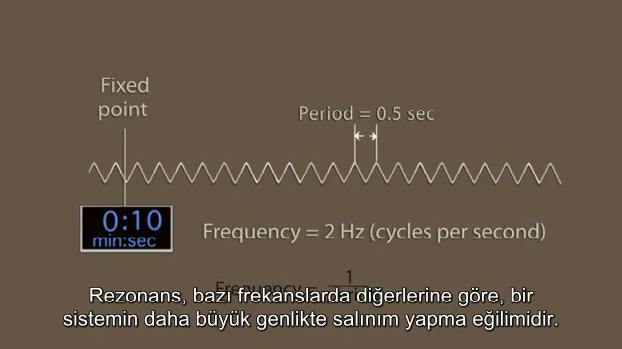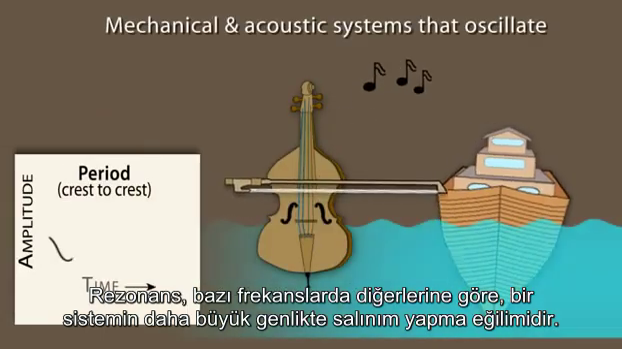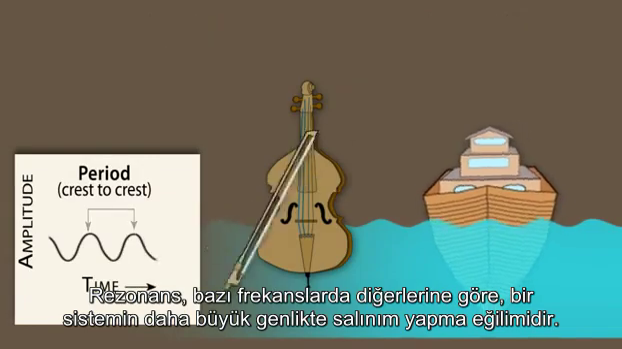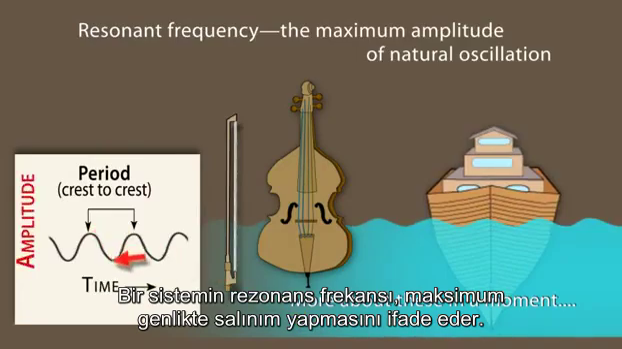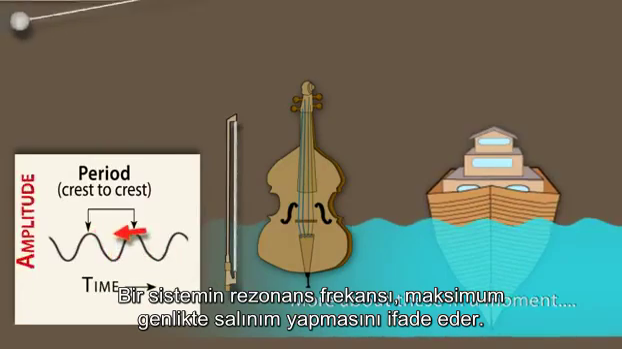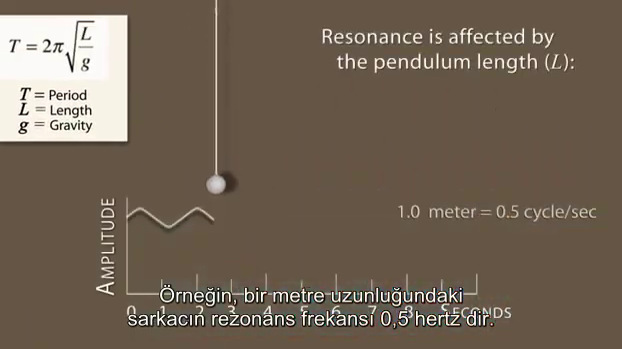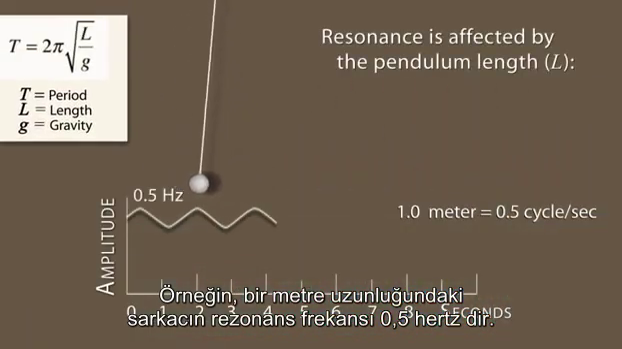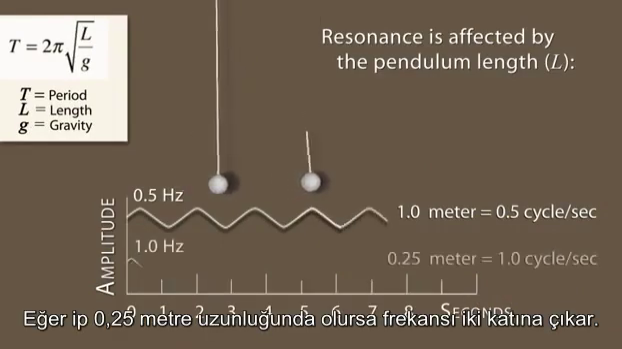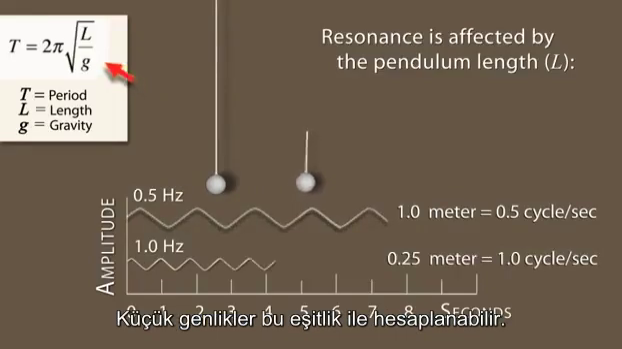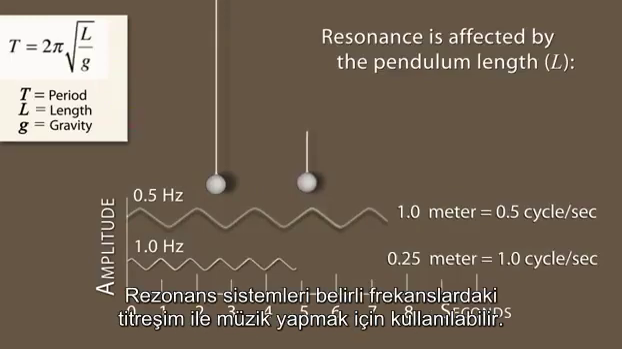Resonance is a tendency of a system to oscillate with greater amplitude at some frequencies than at others. The resonant frequency of any given system is the frequency at which the maximum amplitude oscillation occurs. For example, the resonant frequency of the 1 meter long pendulum is 1/2 of a hertz. If the string were 1/4 the length, it would vibrate at twice the frequency. Small amplitudes can be approximated by this equation using length and the gravity constant.